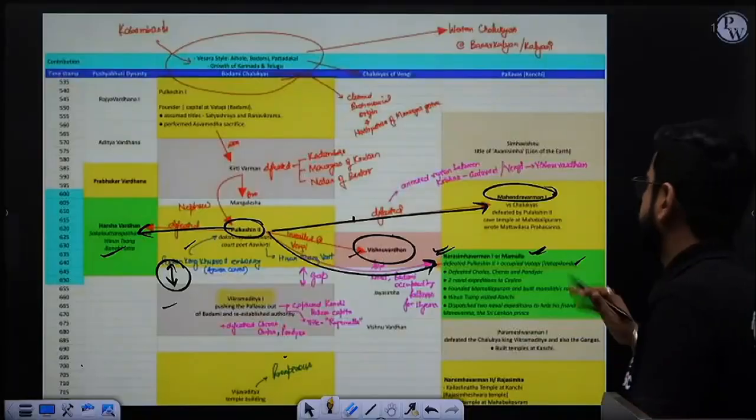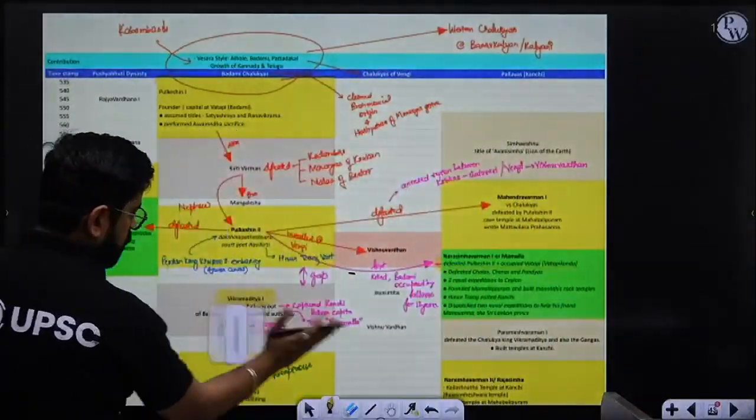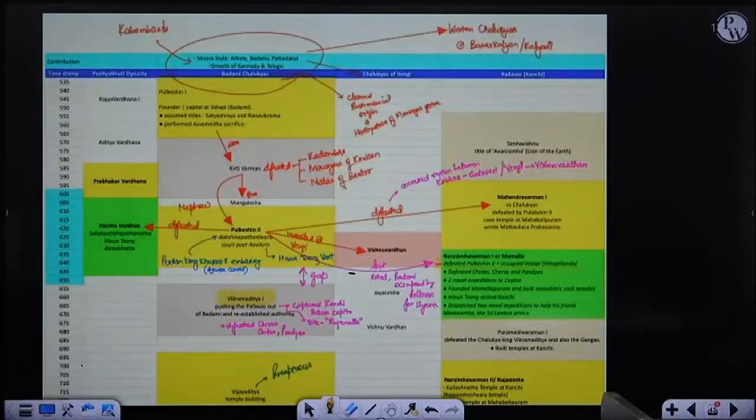Let's see if we can place them on a timeline. Okay. All fine, right? I'm asking the team to check once.